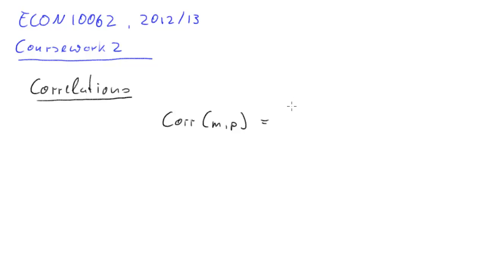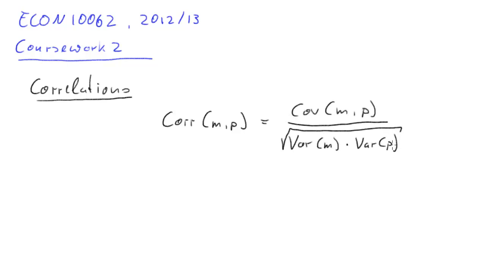So now to the coursework. The first aspect I want to talk about are correlations. So, we know that the correlation between two variables, let's call them M and P, is calculated as follows. And importantly, we know that the correlation will take values between negative 1 and 1.